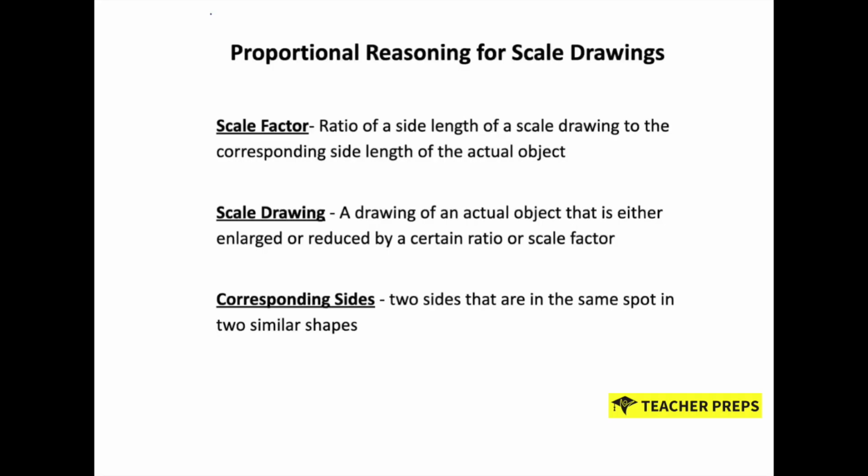In this video, we're going to talk about proportional reasoning for scale drawings. First, let's talk about a scale factor. This is the ratio of the side length of a scale drawing to the corresponding side length of the actual object. A scale drawing is a drawing of an actual object that is either enlarged or reduced by a certain ratio or scale factor. To understand scale factors and scale drawings, we need to know what corresponding sides are. Corresponding sides are two sides that are in the same spot in two similar shapes.